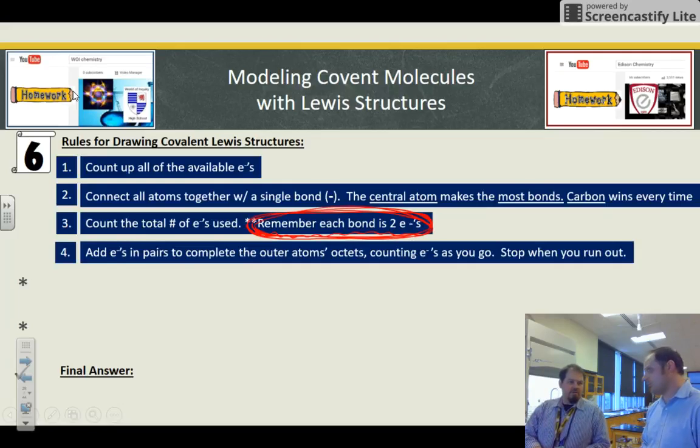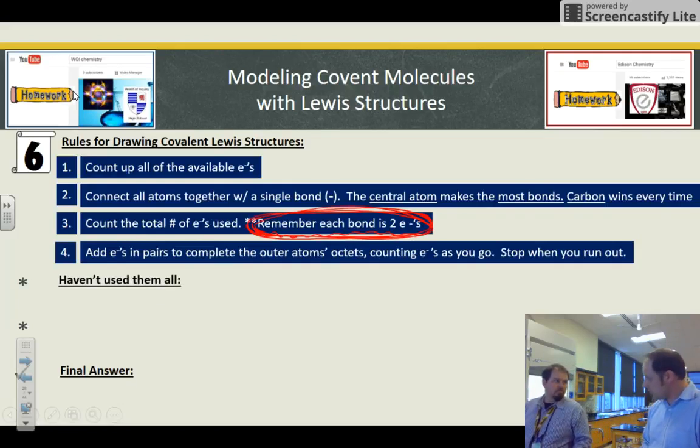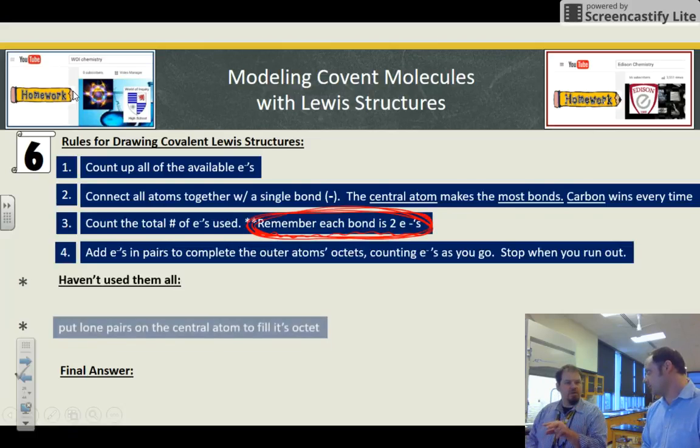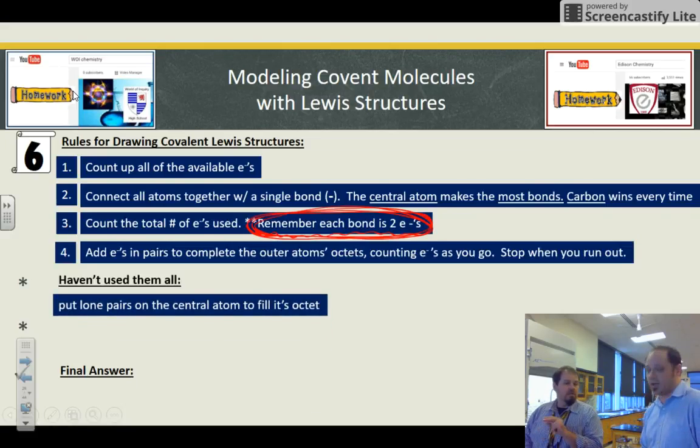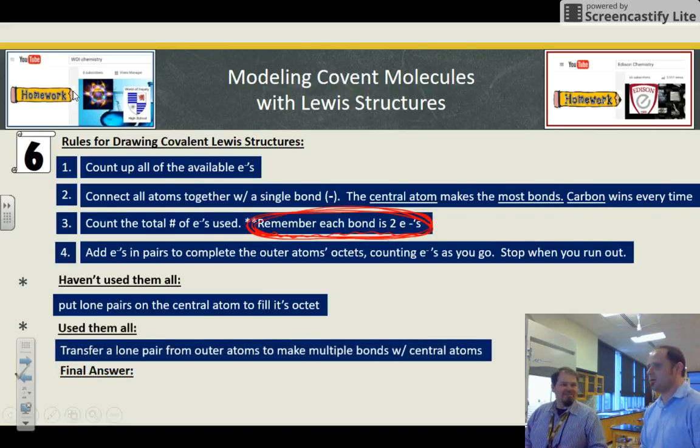And there's 2 scenarios. Either I haven't used them all. That's when I throw some extra pairs on the central atom. Like if you had 12 electrons to use, but you only used 10 by connecting all the atoms, then boom, put in 2 more after I did all my lone dots. Or you run out. And if I run out, this is where it gets fun. We get to make different things.